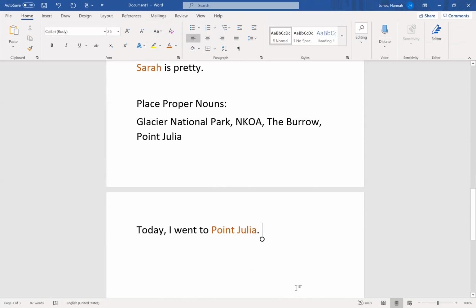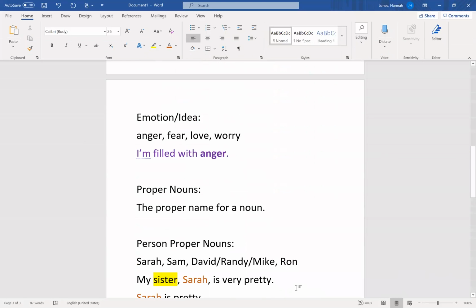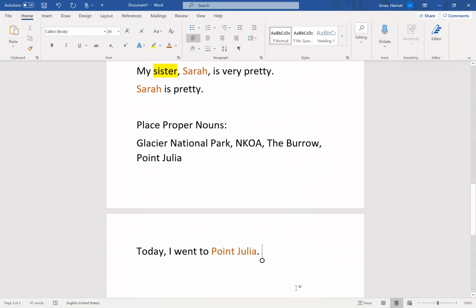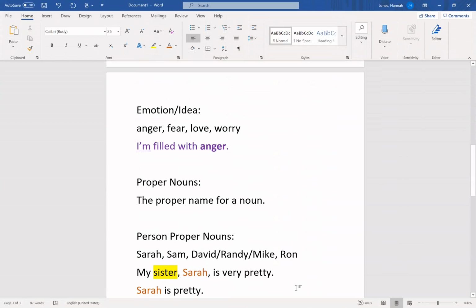Okay. I went to Glacier National Park rather than just saying I went to the park, because you can go to any old park and we wouldn't know which one it was. So proper nouns help you to understand and distinguish exactly what that noun is. So that's why they're important. So those are our person and our place proper nouns, right?